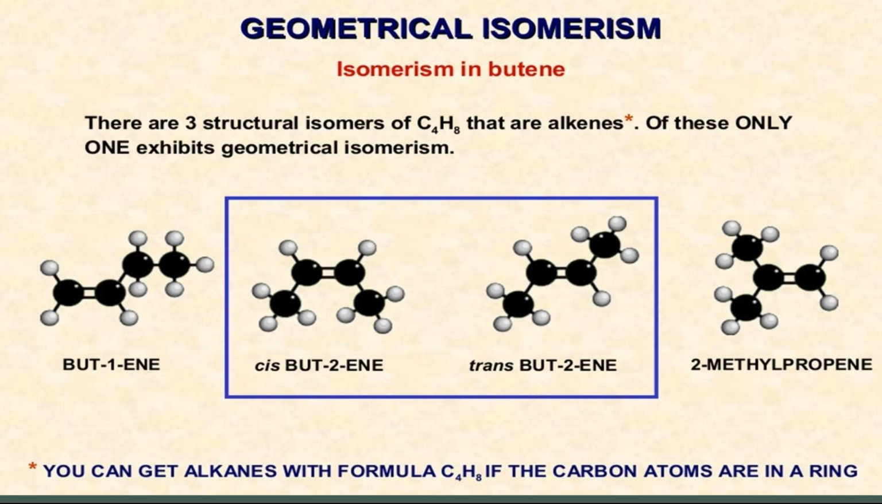So if you see the isomerism in butene, there are three structural isomers of C4H8 that are alkenes. Of these, only one exhibits geometrical isomerism, that is cis-butene and trans-butene. So these are the geometrical isomers. We can have but-1-ene and 2-methylpropene also as isomers, but they do not exhibit geometrical isomerism. You can also get an alkane with formula C4H8 if the carbon atoms are in a ring, like cyclic compounds.